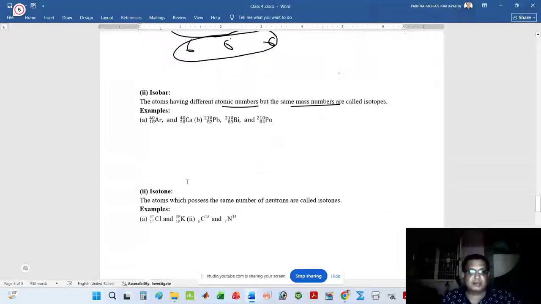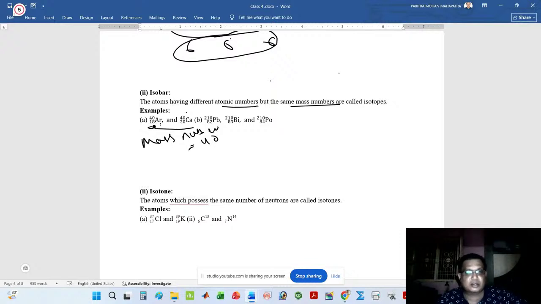Let me explain. Here I have given three examples. One is argon-18-40 and calcium-20-40. Look at that: argon and calcium both have the same mass number, 40. But the atomic number of argon is 18 and of calcium is 20. So the atomic numbers are not the same. Here I can say that argon-18-40 and calcium-20-40 are isobars of each other.